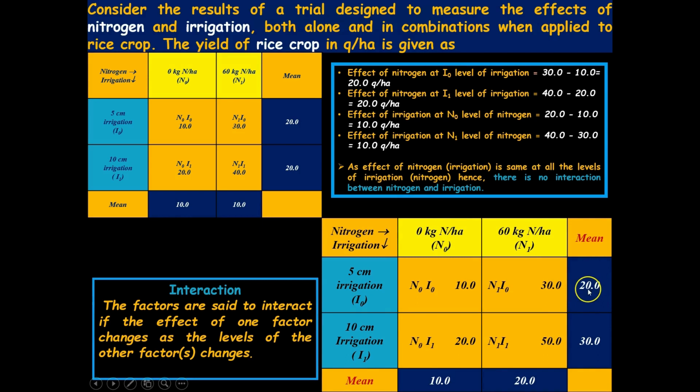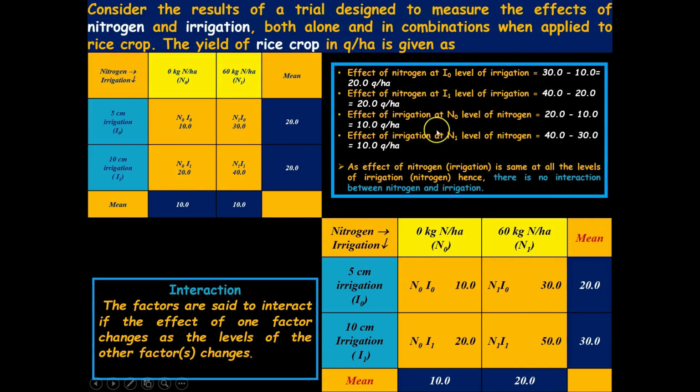And you can see here it is 20, it is 30, it is 20, it is 20. It is the same here but it is different here. Same is the case with this, it is the same here but it is different here. So when the factors are said to interact, it means that the effect of one factor changes as the level of the other factor changes.